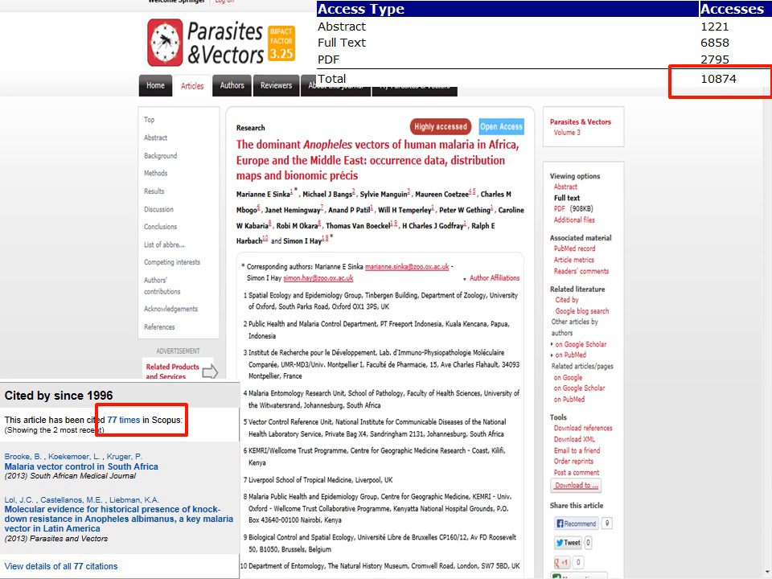And here is an example of a highly cited article at BioMed Central, in the journal Parasites and Vectors. This article has been published in 2010, I think, co-authored by a researcher at Witwatersrand University. And as we can see here on the left, the article has been cited 77 times on Scopus. And also on the right, in the right-hand corner, you can see how many times it has been accessed, over 10,000 times since its publication.